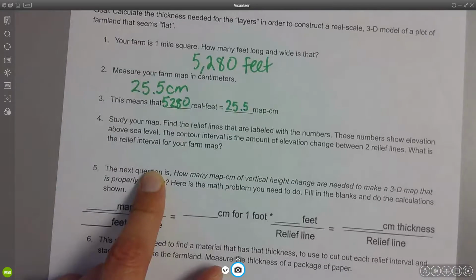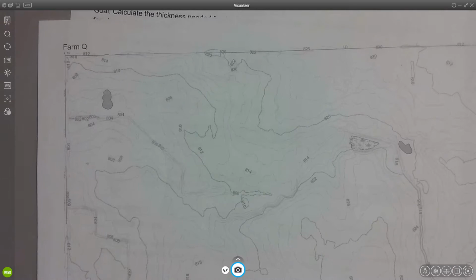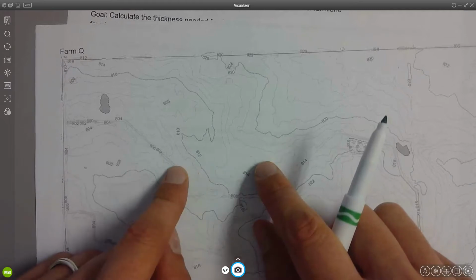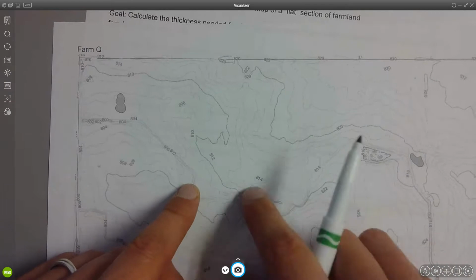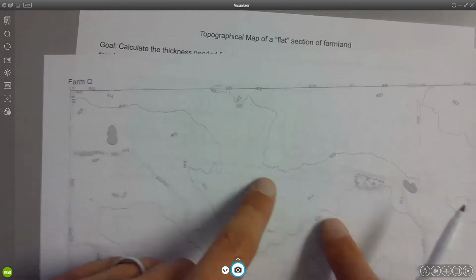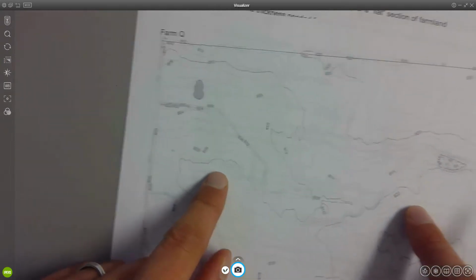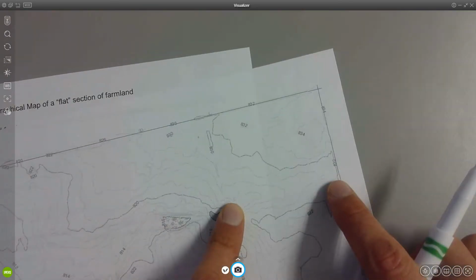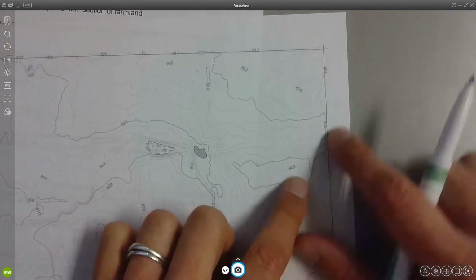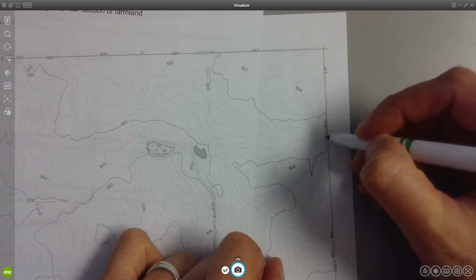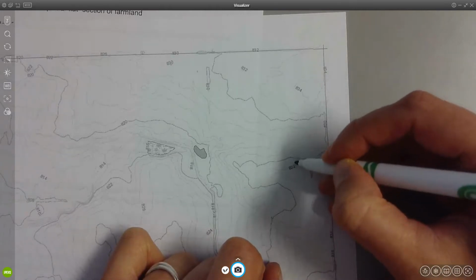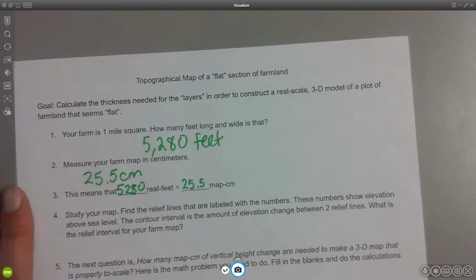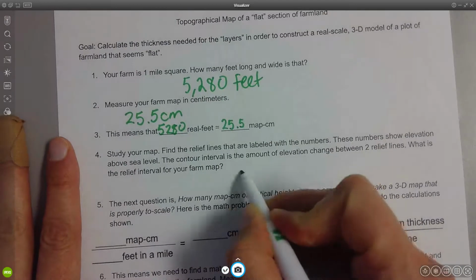The next thing to do is to look at your map and just read the numbers that are on here. So what you have to do is find 2 neighboring lines and figure out the difference in the elevation between them. For example, let's find 2 that have their labels really close together so it's easy to read. I'm just looking for a spot that has the labels close together. Right here is a good example. So this one is 830 and this one is 832, right? 830, 832. So the distance in height is just 2 feet. And that shows the elevation change between those 2 lines on your map, the vertical elevation change. So that means the relief interval is 2 feet.